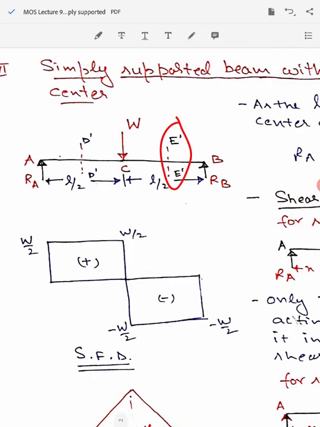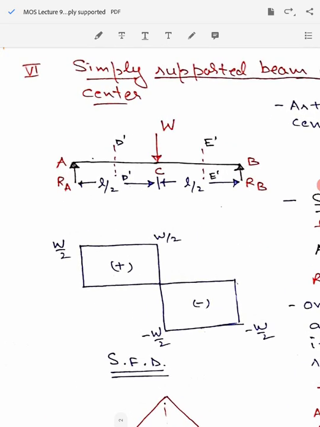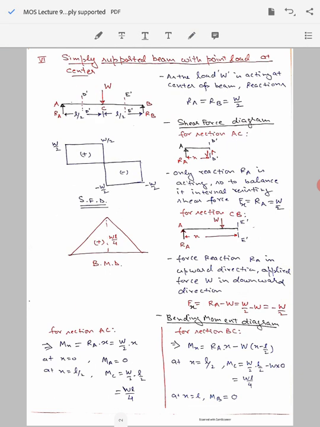Now I will draw this diagram here. In this problem I have started with the left hand side portion. It doesn't matter, we can start from the right hand side also, but let's first take this case where we are taking the section AC and the beam is assumed to be cut at, let's say, D dash D dash. If I draw the free body diagram for this portion separately, I see there is only one force acting here, that is the reaction force at point A, RA.